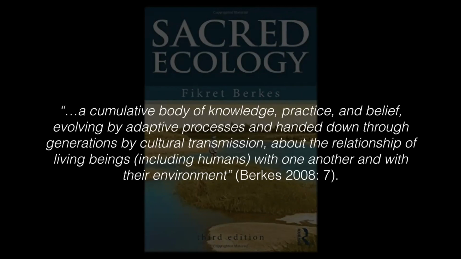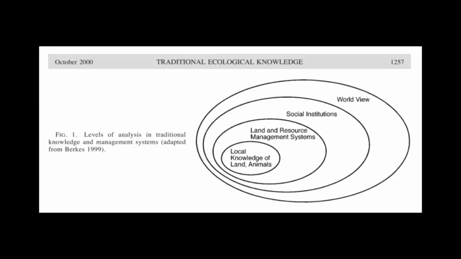A cumulative body of knowledge, practice, and belief. My screen's kind of cut off there, so I'm not sure if there's anything after that. Evolving by adaptive processes and handed down through generations by cultural transmission about the relationship between living beings, including humans, with one another and their environment. And so Western science has tried to understand what exactly traditional ecological knowledge is. And I like to use this diagram to explain what it is.